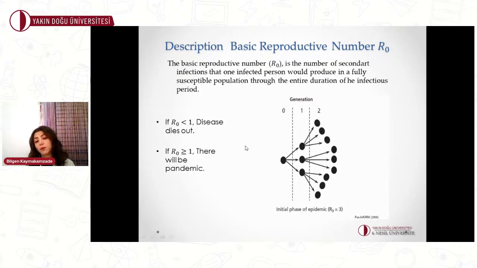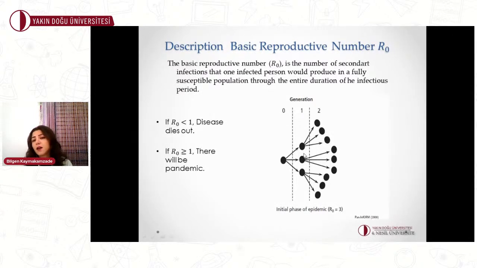So what would it be if this number were 2? It means that one infected person can infect 2 more persons. So one infected will infect 2 more, and those 2 will infect 2 others as well. So it will go like this. Still, we have a pandemic here as well. It's not as huge as the previous one, but still we have a pandemic.